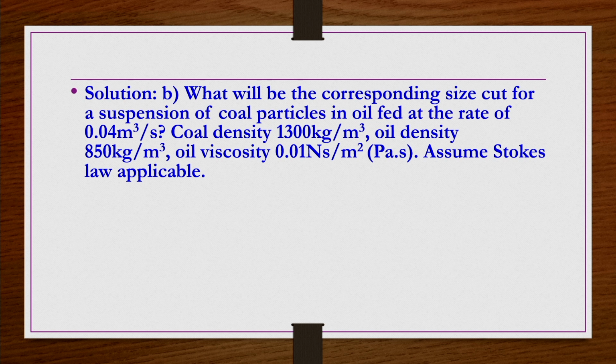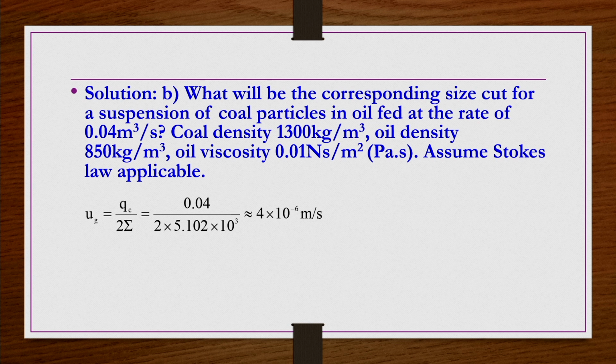Second part of the question: if the sigma value is this one and that bowl is used for some other separation like a coal suspension, then what would be the cut size? What will be the corresponding size cut for a suspension of coal particles in oil fed at the rate of 0.04 meter cube per second? The Q is also different now, right. So here we have to find out dp. The same expression we are going to use here also. Ug is nothing but Qc by 2 sigma, right.